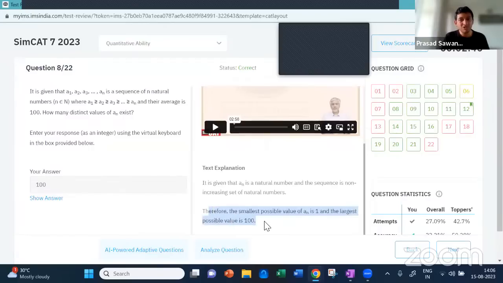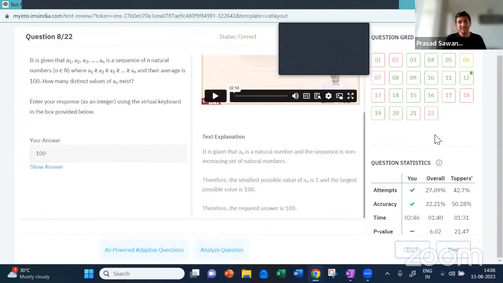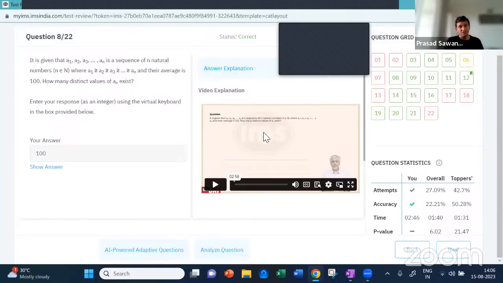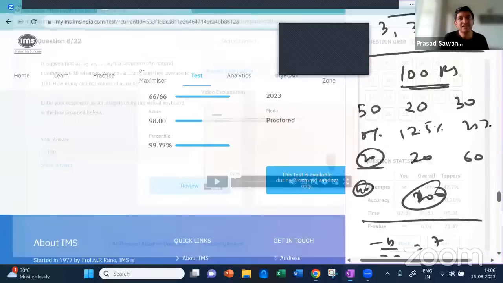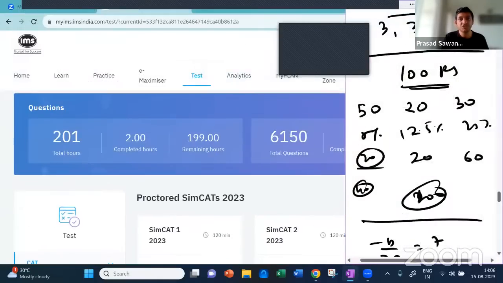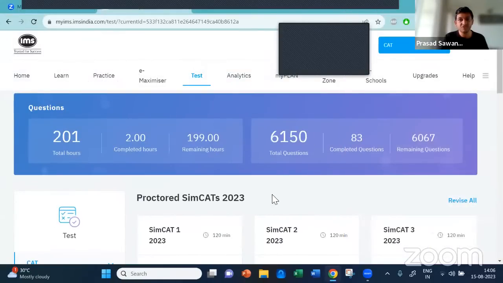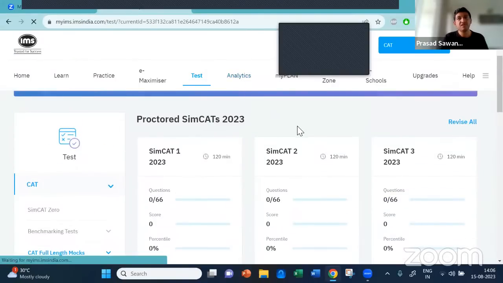Yeah, smallest possible value for an is 1, and the largest possible value is 100. An is a natural number. Okay, I don't know. I just guessed 100 because it seemed right for some reason. Okay, so you can have a look at these questions at a question-wise level. Have a look at the video solutions, have a look at the p-value, have a look at the AI-enabled practice, and I think that should give you a lot of confidence in terms of what needs to be done.